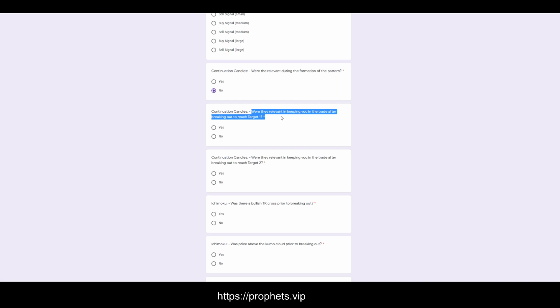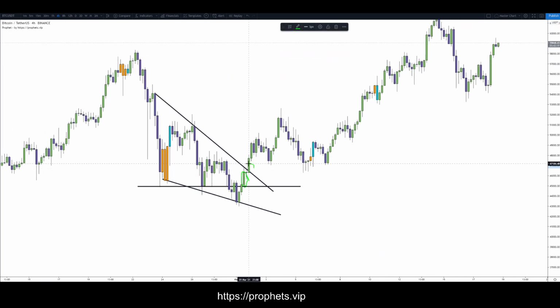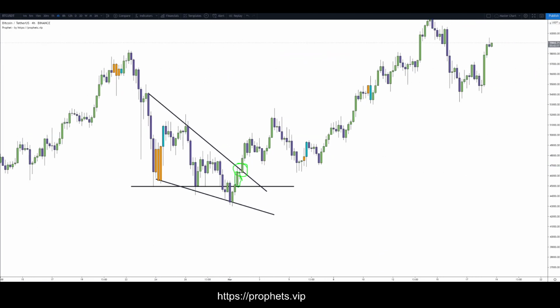Continuation candles. Were they relevant in keeping you in the trade after breaking out to reach T1, okay? So breakout is here. And target 1 is found by going from the furthest dip within the pattern, which is the entirety of wave 1. We'll go wick to wick. We'll go down to this one. From the point of break, or the point of retest. So that's our retest. It's a bit of a muchness. You can go from the point of break then, and come across to here.